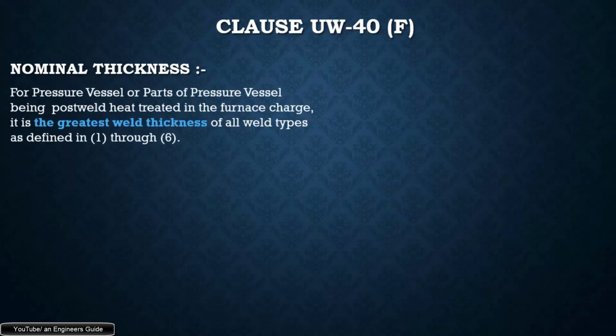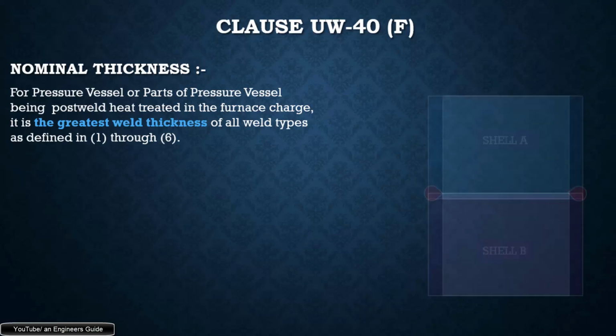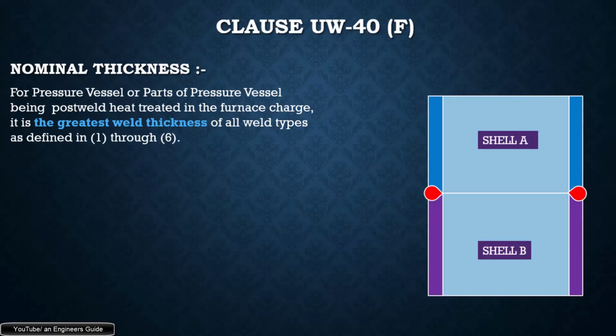Nominal thickness is nothing but, for a pressure vessel or parts of a pressure vessel being post weld heat treated in the furnace charge, the greatest weld thickness. It is the greatest weld thickness of all weld types as defined in 1 through 6. There are total 6 points, so we will see those points one by one. First of all, we will start with the first point.